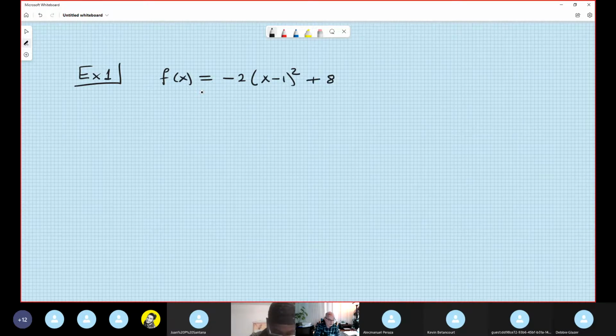So, what is the question? The question says: do the graph of the parabola. Do the graph. That is the question, at least in this mode.